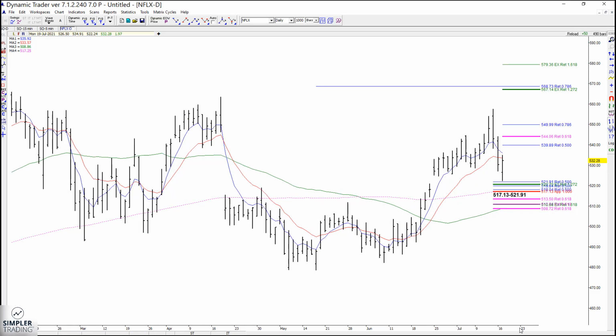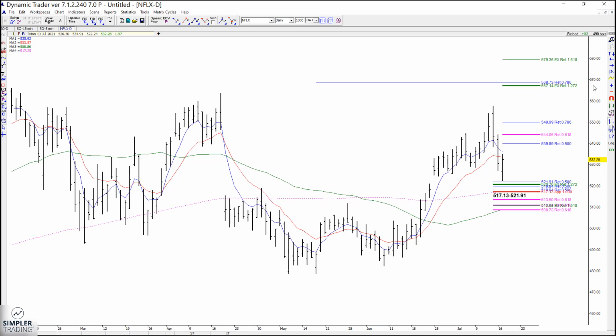And that's a little difficult to find right now because we do have quite a few things that have turned into counter trend trades, but this is a trend royal bullish setup in NFLX. We're having a nice pullback here on the daily. The setup zone is 517.13 to 521.91.